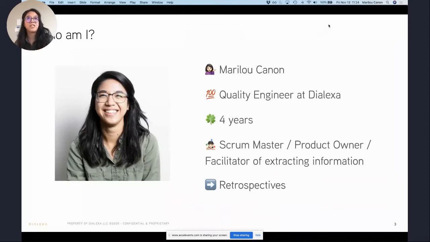So retrospectives have been a solid tool that's served me well in these past 4 years in just getting honest feedback to help everyone be happy building a product the way that it needs to be built. And that's what this presentation is going to be about.